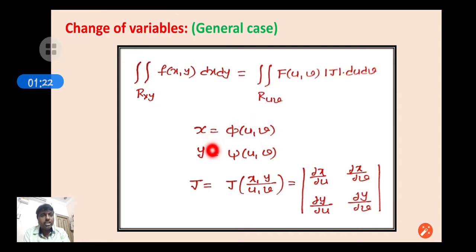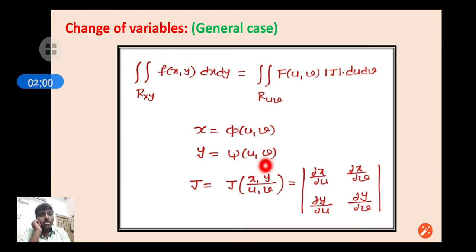According to this transformation all the variables change, the region is changing, and dx dy is also changing. So my R of xy can be changed into the form of R of uv. R of xy is the region in the xy plane and R of uv is the region in the uv plane. My integrand function f of x comma y can be changed into capital F of u v, and dx dy can be changed into the modulus of the Jacobian times du dv.